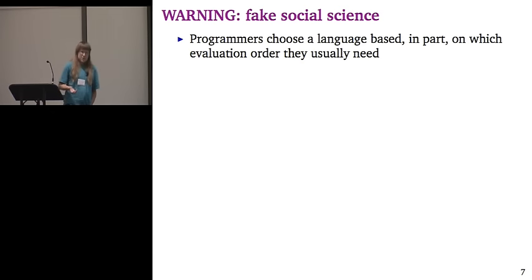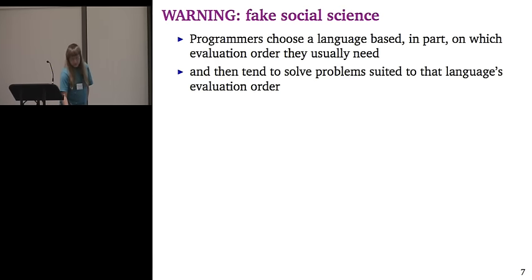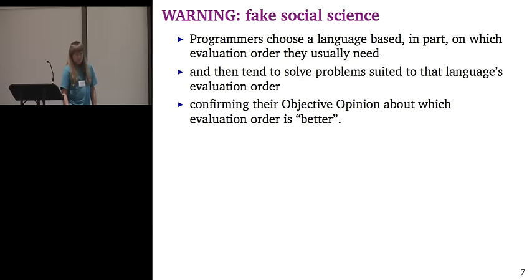So I'm not a social scientist, so most social science at ICFP is probably fake. Programmers tend to choose a language based on what evaluation order they like, and then they tend to solve the problems suited to that language's evaluation order, which confirms their opinion about that evaluation order being better.